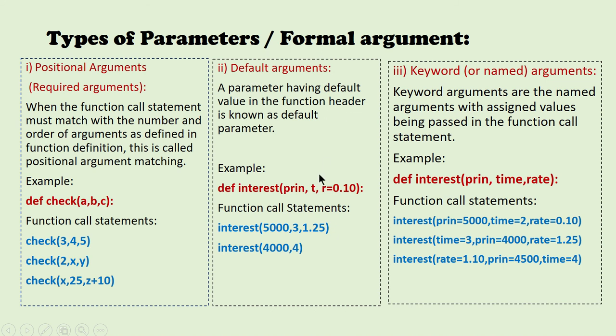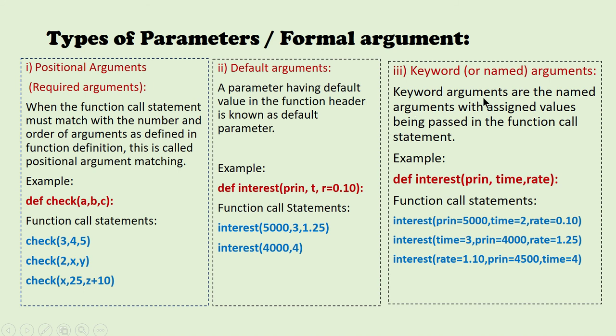So you can write the function with the default argument. The third one is keyword or named arguments. We haven't discussed it so far. Earlier, these two we have somehow discussed here and there. However, this is totally new: keyword or named arguments. What do you mean by keyword or named arguments?